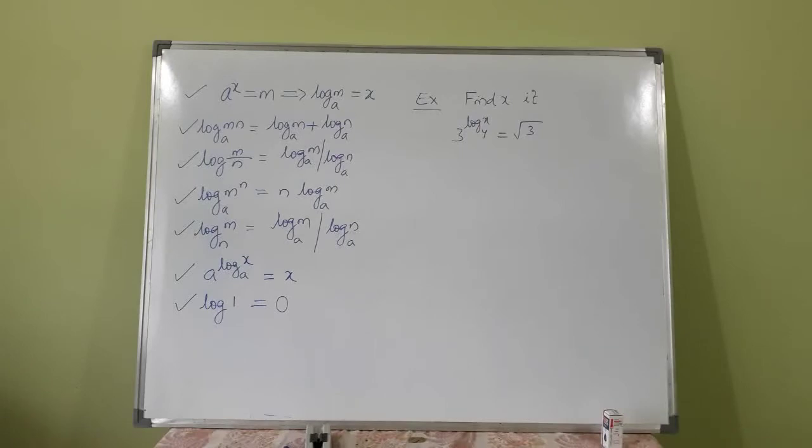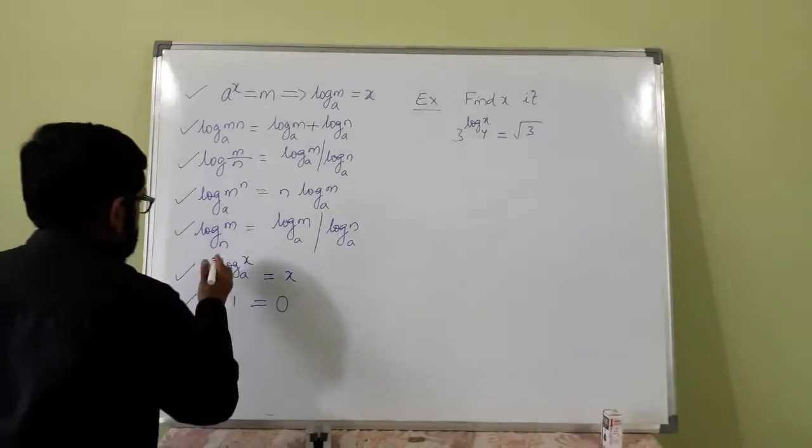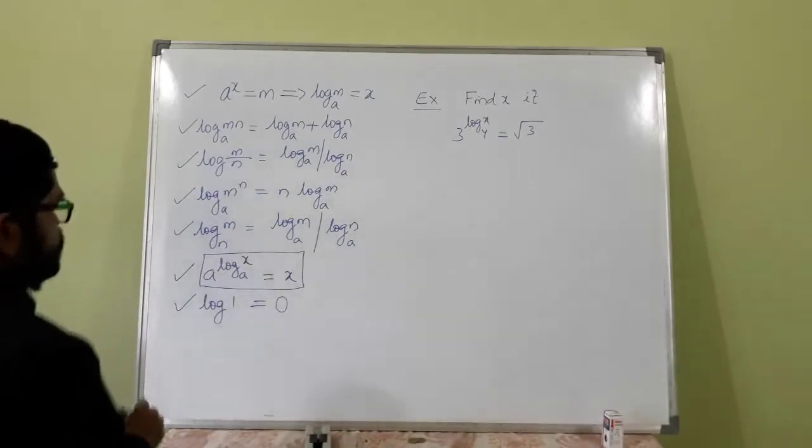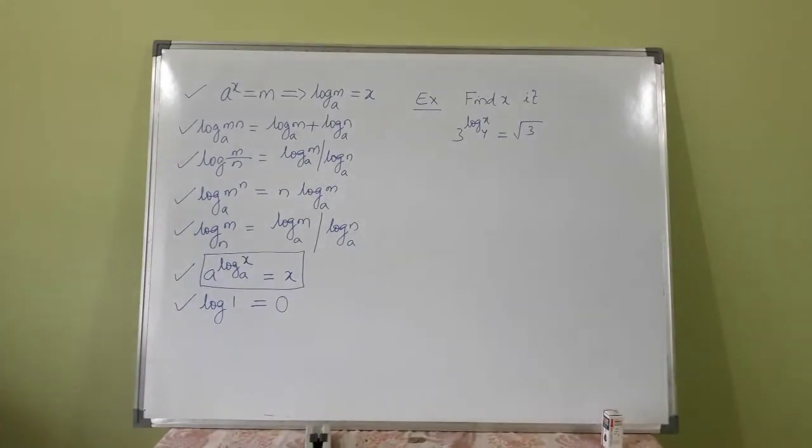A to the power log x to the base a is equal to x. This is another very important result. You have to remember, this is required again and again in many examples, especially while solving for competitive exams. And log 1 is always 0.